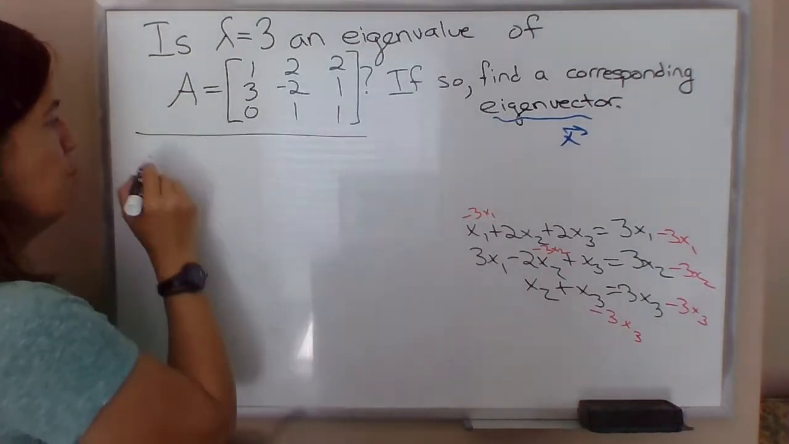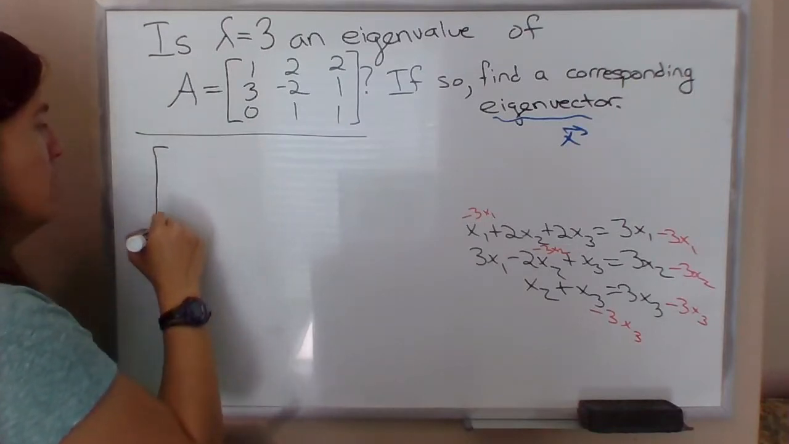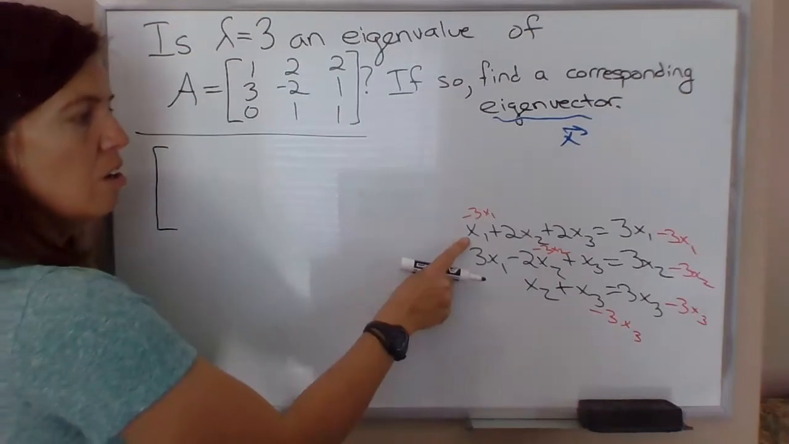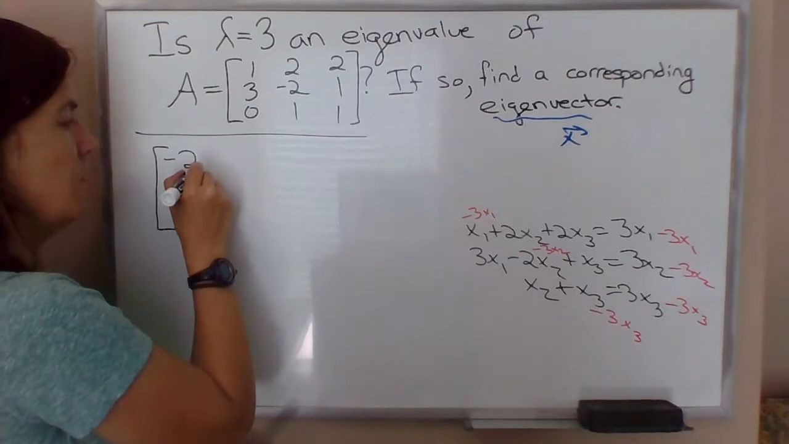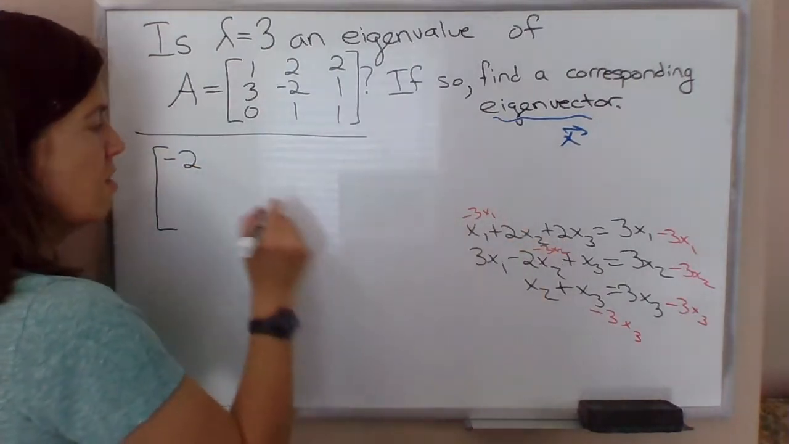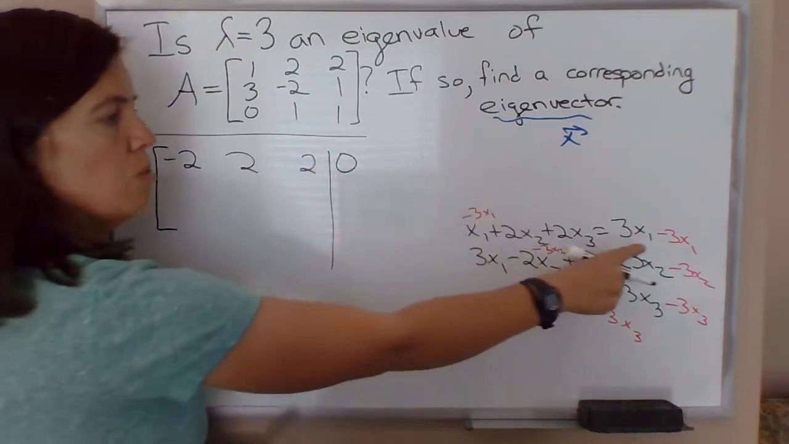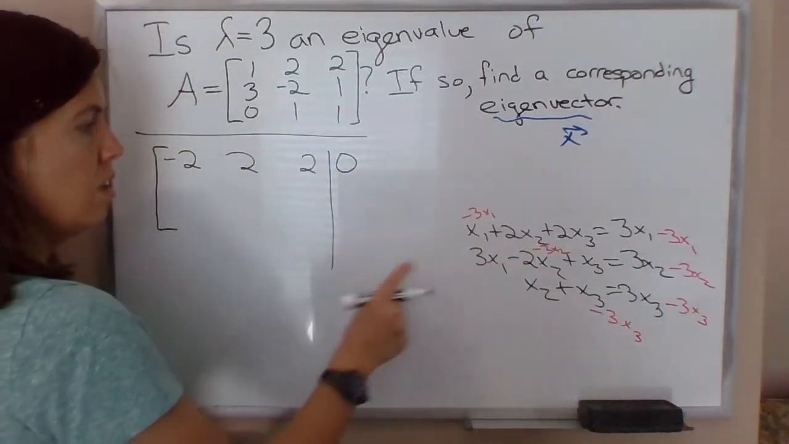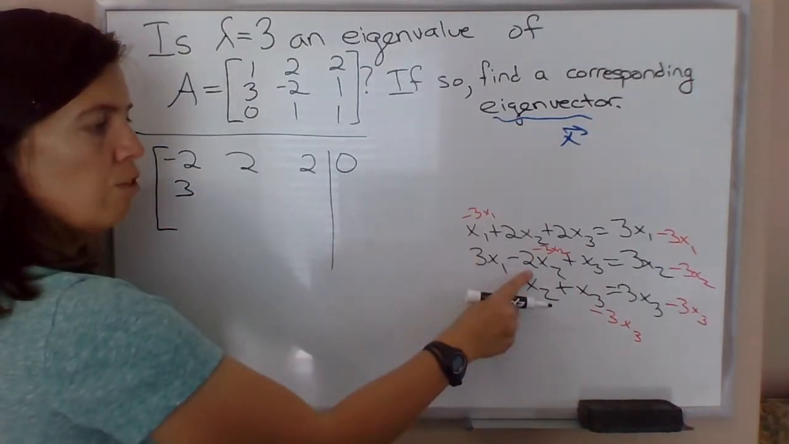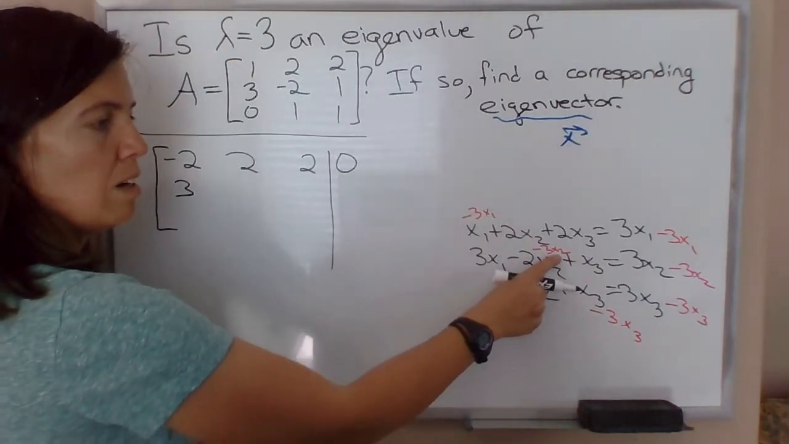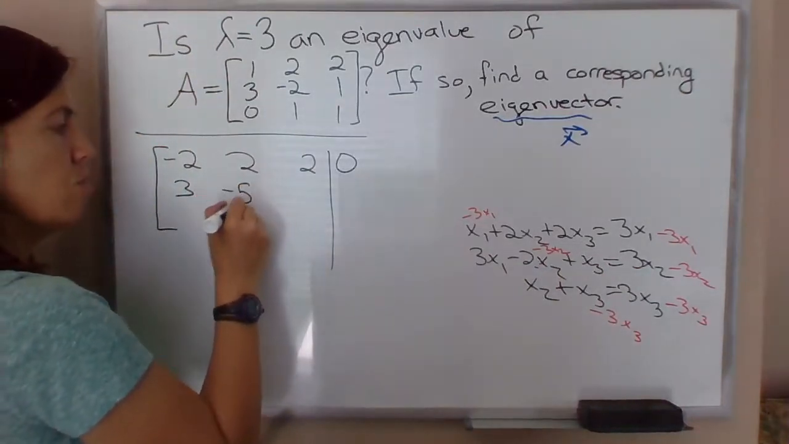So what we end up with, I'm going to go ahead and write the coefficient matrix for this. With x1, we have x1 minus 3x1, so that's negative 2x1. And then these are going to stay the same: 2x2, 2x3, and now it equals 0, because we subtracted 3x1 from both sides. And then the second row, I have 3x1, negative 2x2 minus 3. We're subtracting 3x2 from both sides. So now I have my negative 5x2. Right?